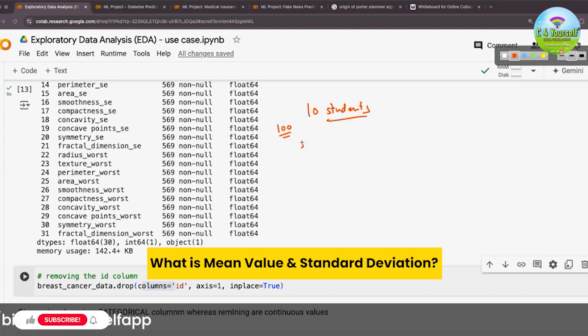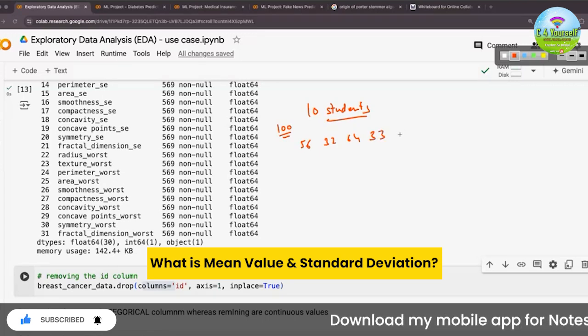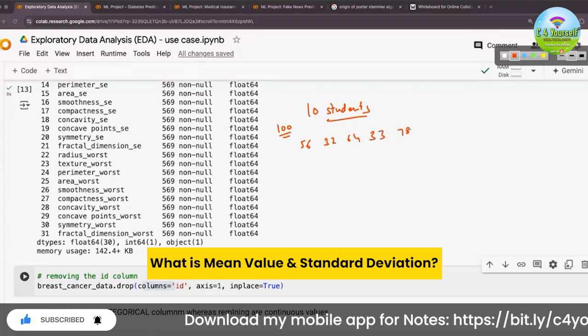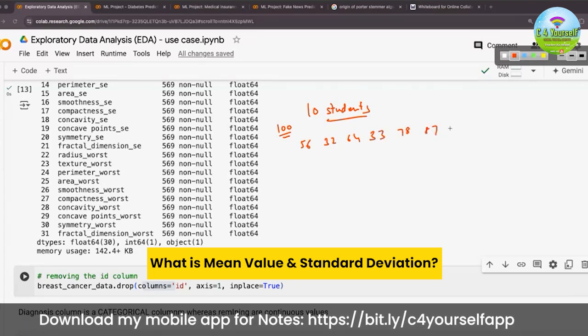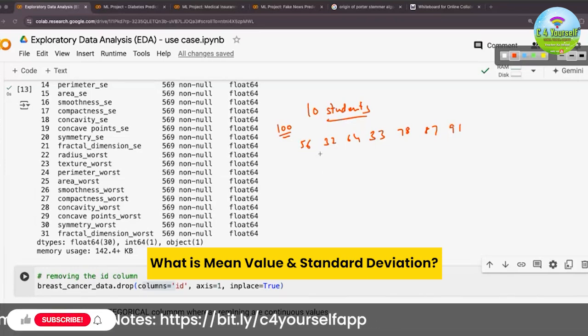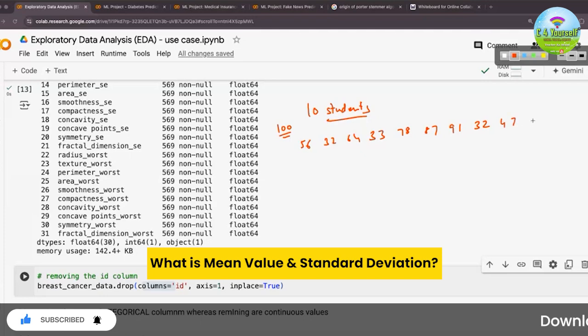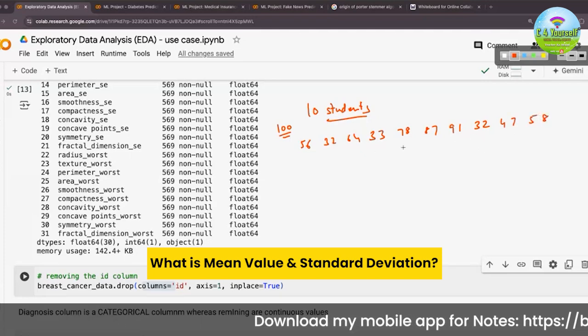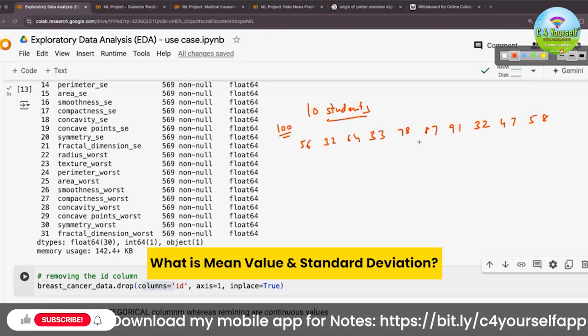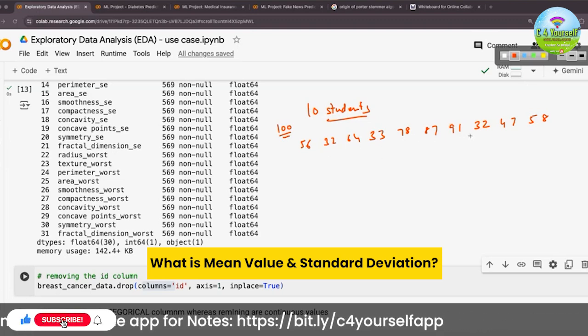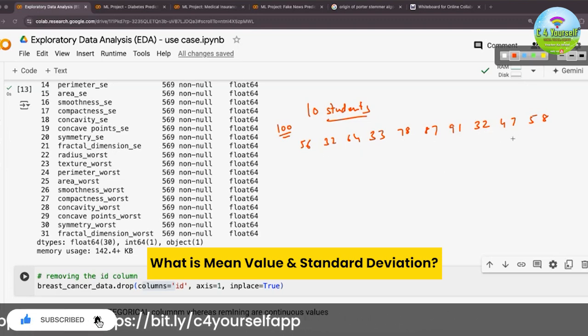They secured, some 56, some have 32, some have 64, and some have 33. Some have 78, very good marks, 87, 91. And then we have 32, we have 47, we have 58. So we have these marks. So these 10 marks are there.